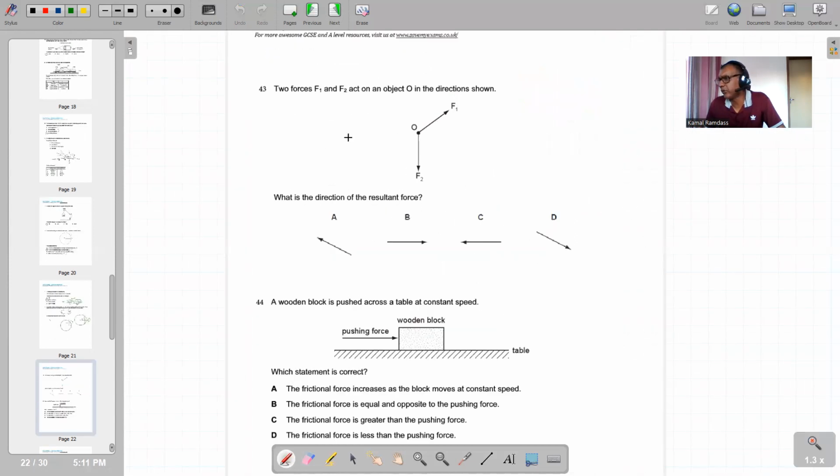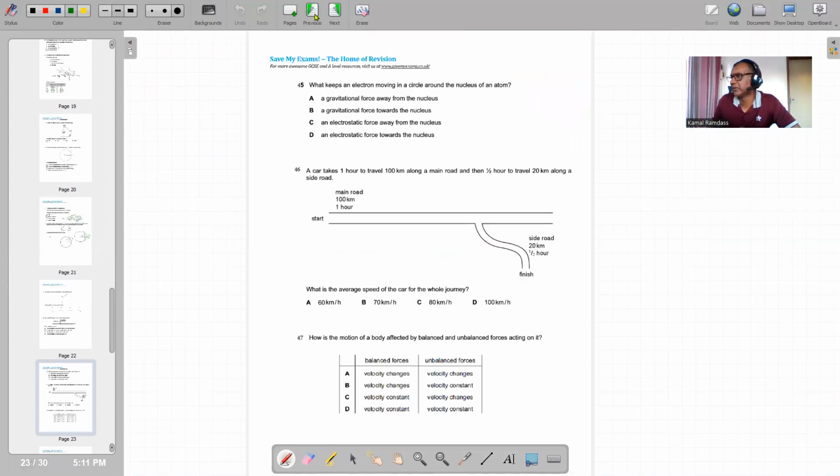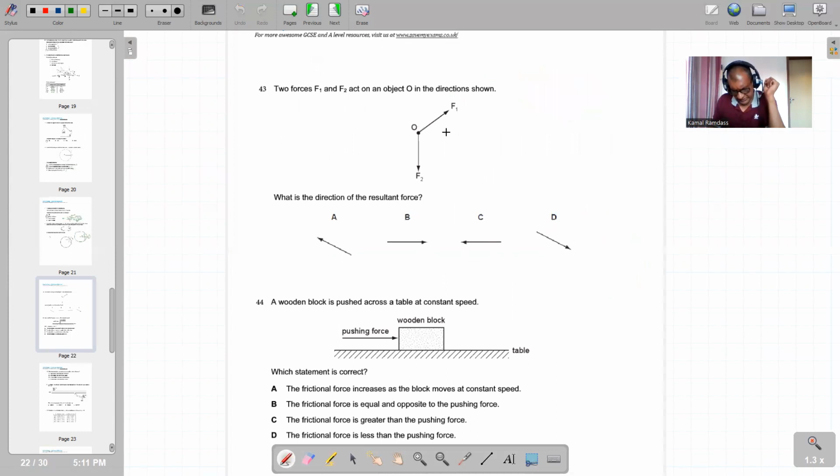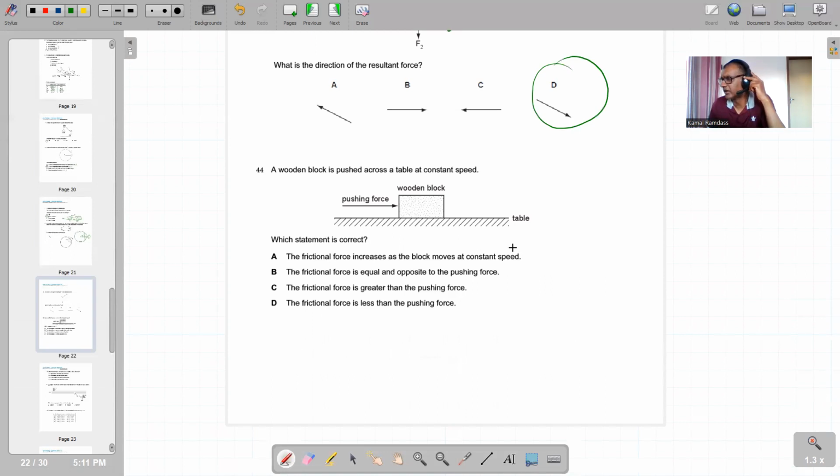Two forces F1 and F2 act on an object in the direction shown. What is the direction of the resultant force? Bon, là, si je prends l'addition, OK, F2 vient dans cette direction-là, le resultant force vient dans cette direction-là, ça veut dire qu'on trouve D. C'est la réponse, c'est D.